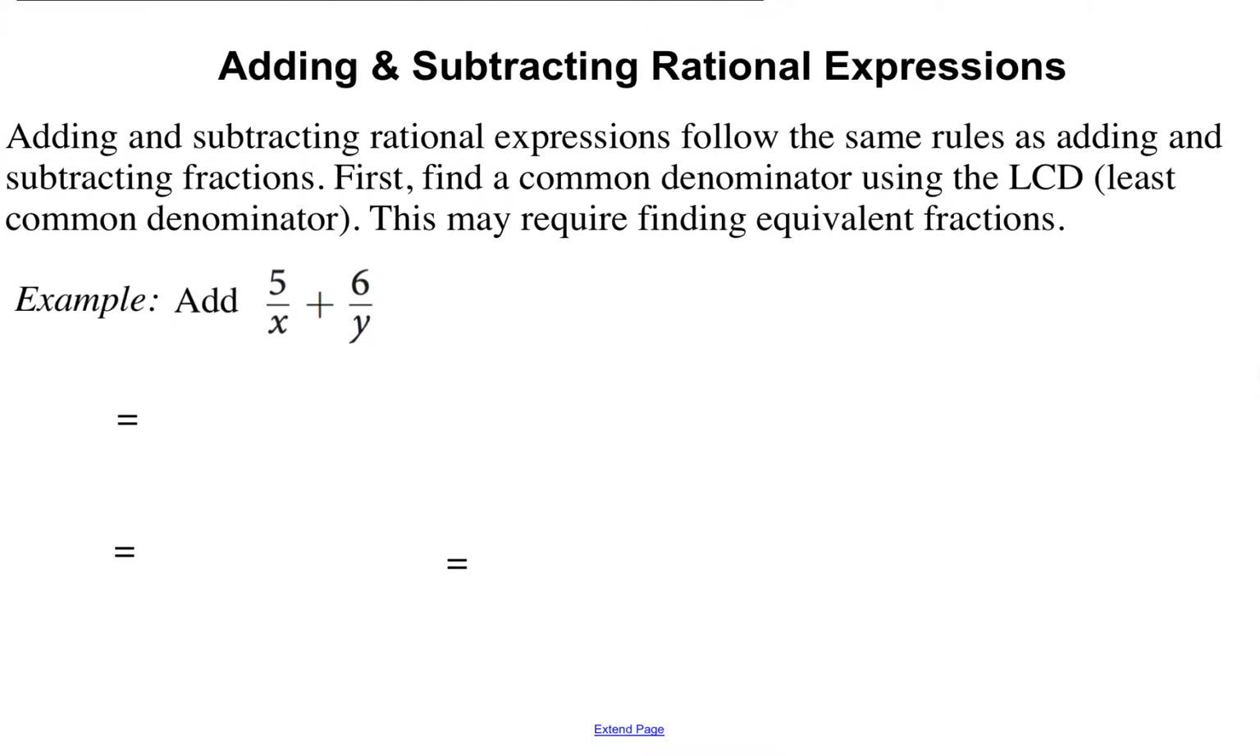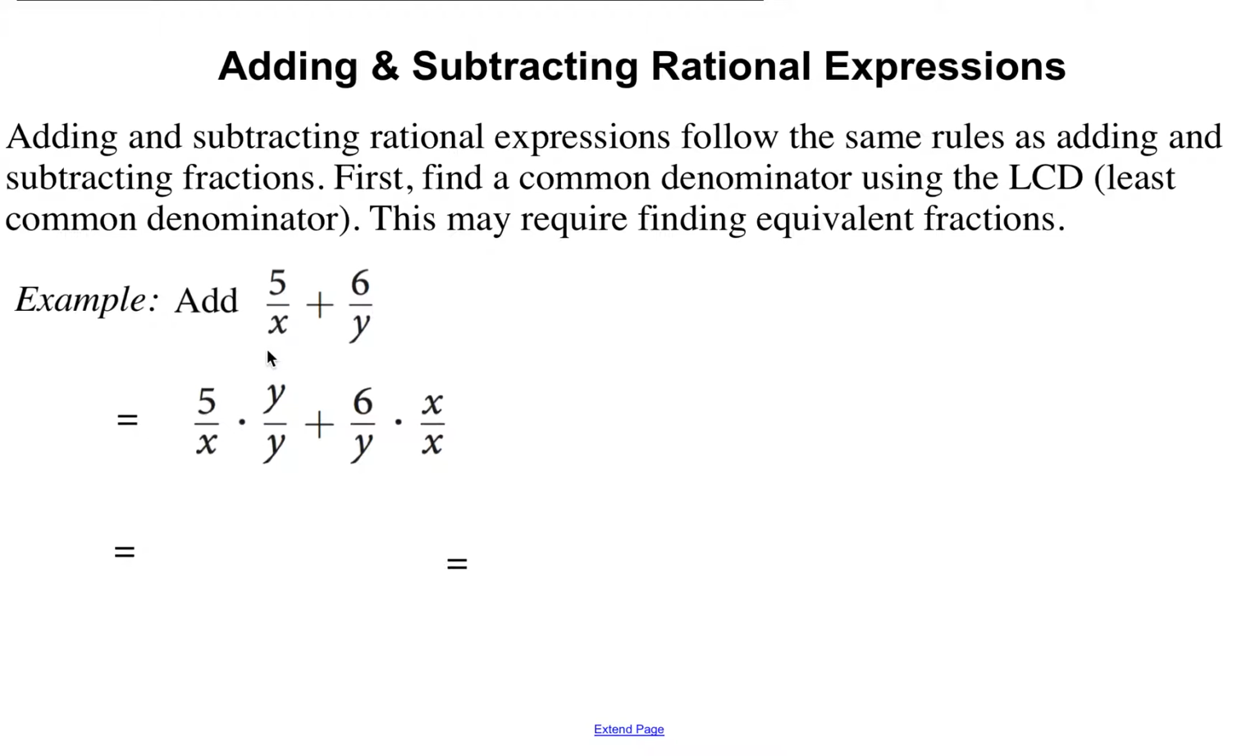And rational expressions are basically just fractions that have algebraic expressions in them. And they follow the same rules as any other fraction for adding or subtracting them. So the first thing you're always going to do is to find a common denominator. And the best one to use is the least common denominator because then you won't have to simplify in the end. So that's going to require us sometimes to find equivalent fractions.